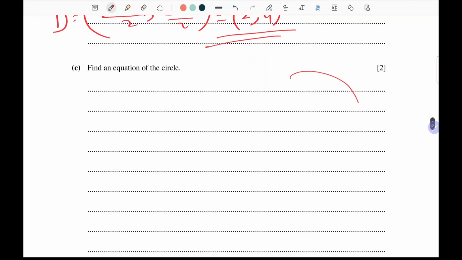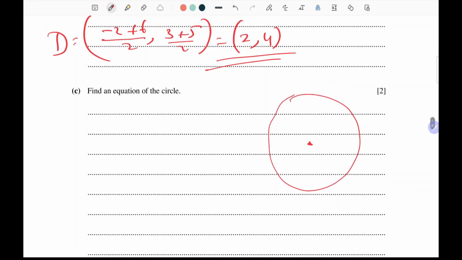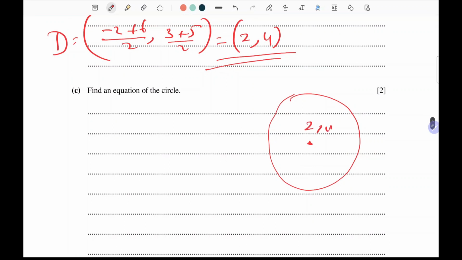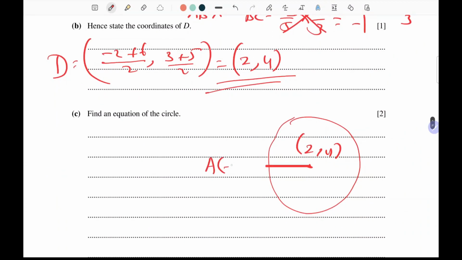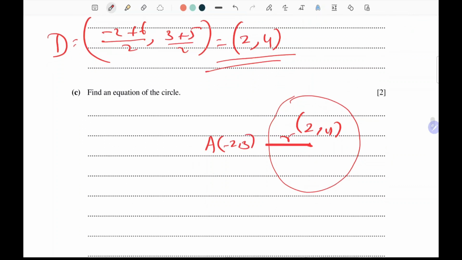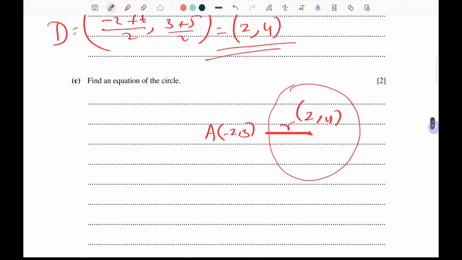Okay guys, so this is my circle, and the center is 2, 4. And one point we have, what is that? A is minus 2, 3. So we have the center, but we don't have the radius. This is called the radius, right? And this is D. So guys, R will be the length AD.